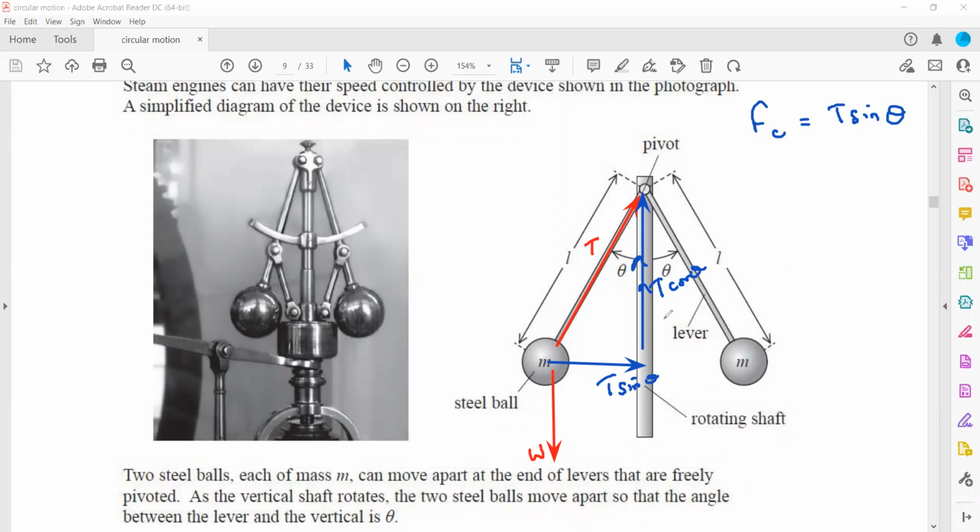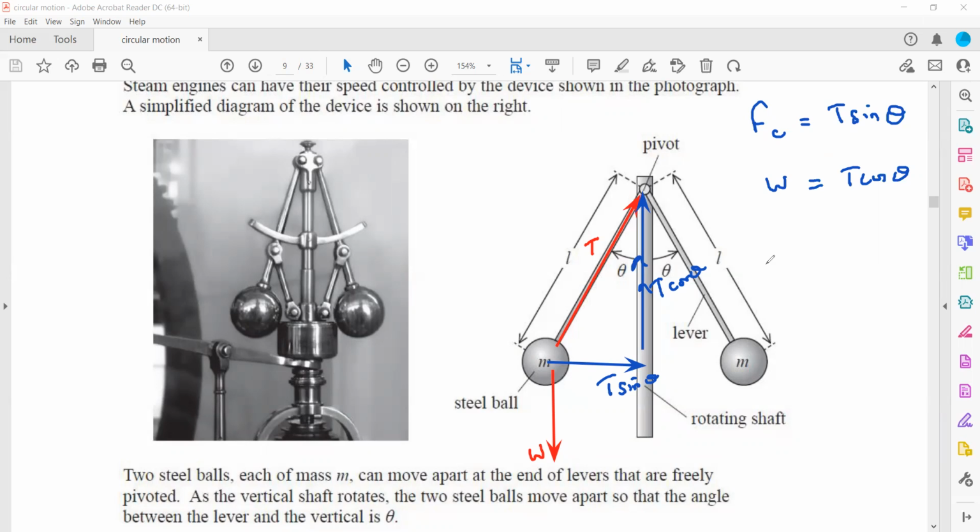And what about the cosine theta? T cos theta is acting upward and weight is acting downward. So weight will balance with the T cos theta. So T cos theta will be equal to weight. Now we will simplify. The centripetal force is T sine theta, and the vertical force T cos theta balances with the weight. If we divide the two equations, T will cancel with T.